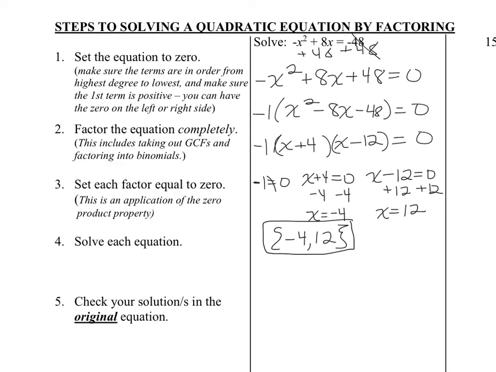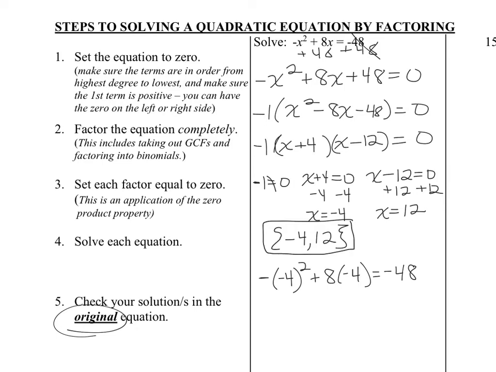Now what you're going to do is you're going to check it. And you have to make sure you check your answer into the original equation, and you have to check both, right? So I'm going to plug -4 in for x up into the top. So I'm replacing x in -x squared plus 8x equals -48 with a -4. So I have a minus sign in front of there. Remember, when you square a negative, you have to put it in parentheses. And then I'm going to do 8 times -4. And I'm going to see, does that equal -48?